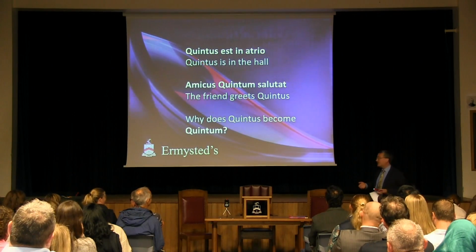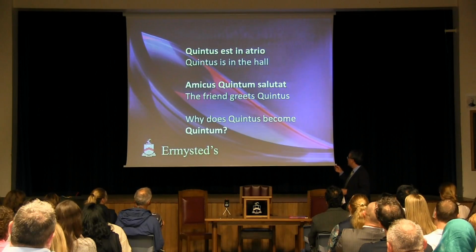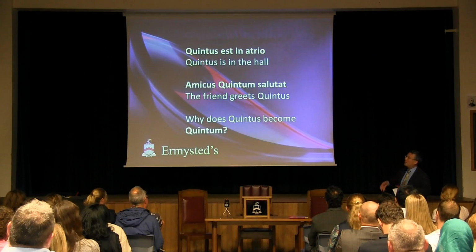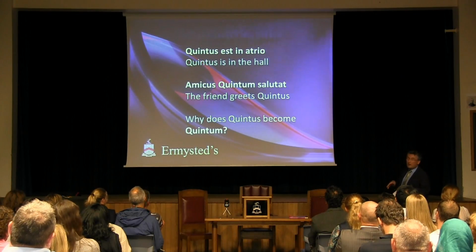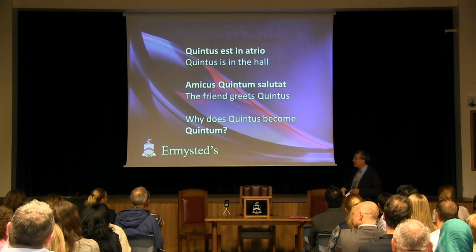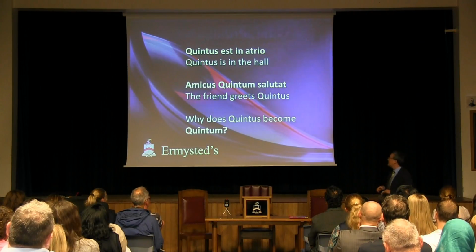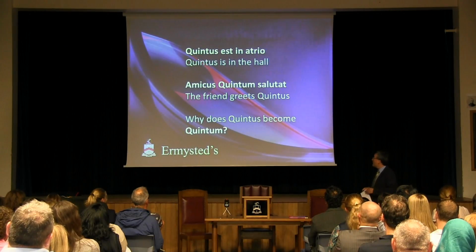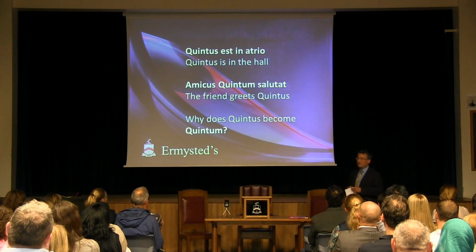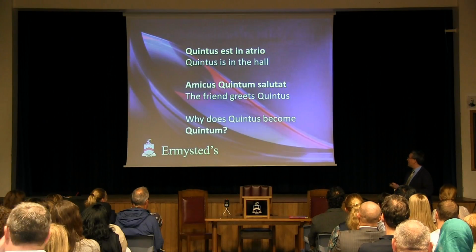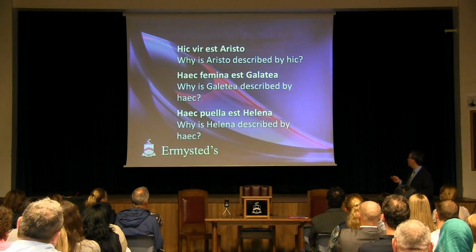Okay, it's simple Latin, but basically what you're looking at is the fact that in the first sentence, Quintus is the most important thing in the sentence, grammatically speaking. In the second sentence, he's subordinate to the friend. The friend is greeting Quintus, and that is the basic difference between subject and object. But it's not given as a rule. They are to deduce it from the actual content of the course.